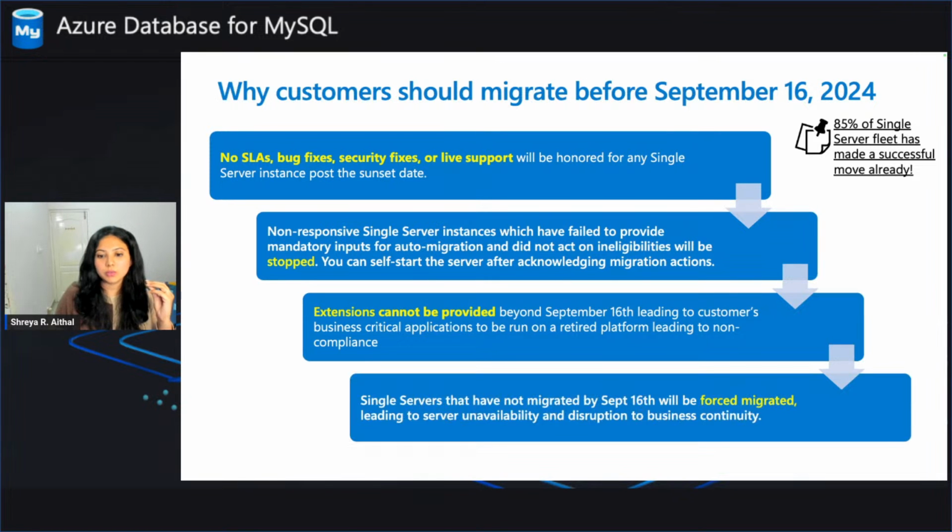And once we have stopped your server, we will be forcibly migrating your servers to flexible servers post September 16th in a phased manner. So it might lead to your server being unavailable, your business continuity being hampered. So please make sure that you migrate before September 16th, or at the earliest, maybe today itself.